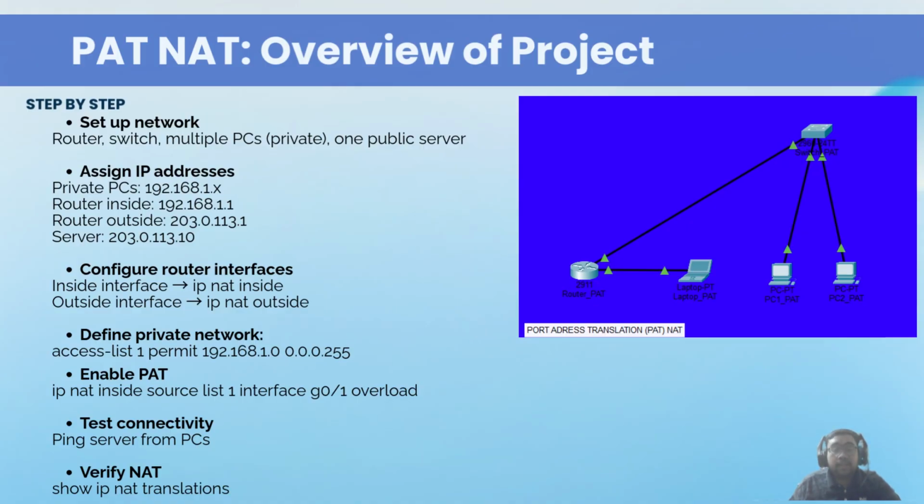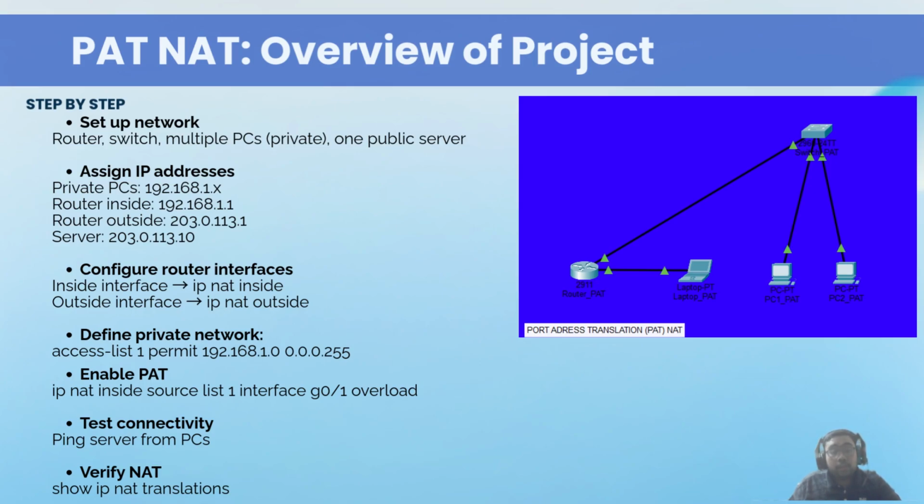Next, we define the private network using an access control list. We created access list number 1 to permit the private network range of 192.168.1.0 with a mask of 0.0.0.255. This tells the router which IP addresses are allowed to be translated.